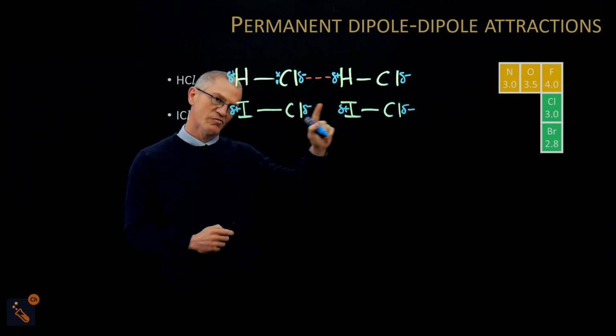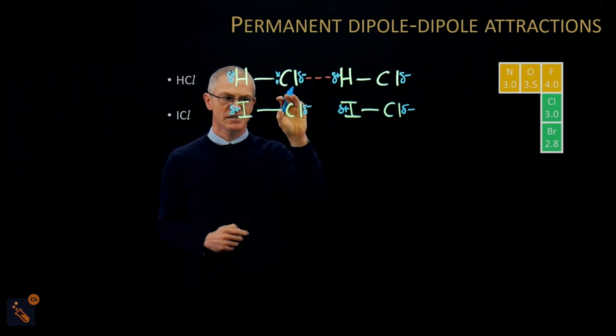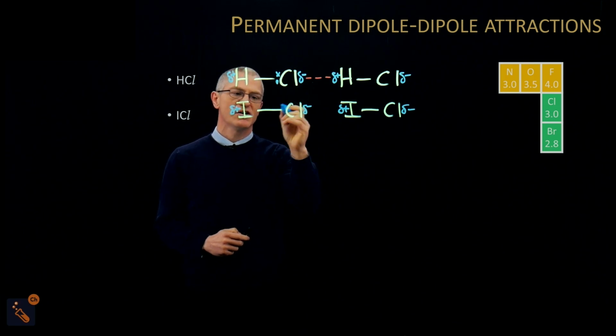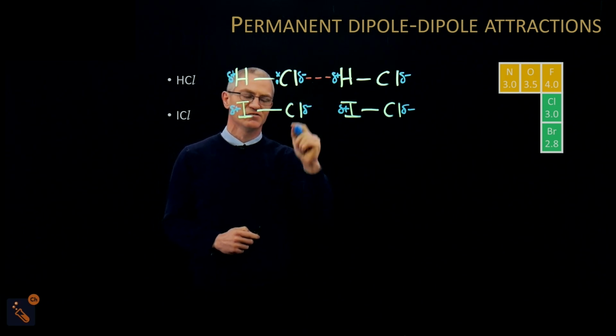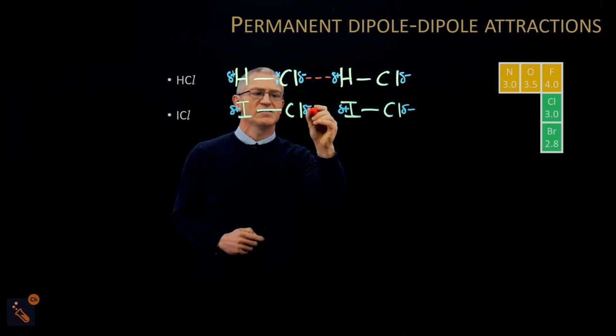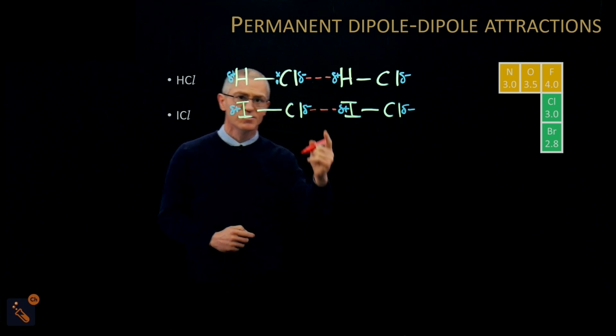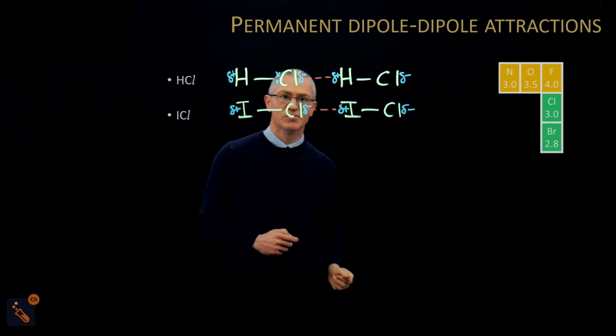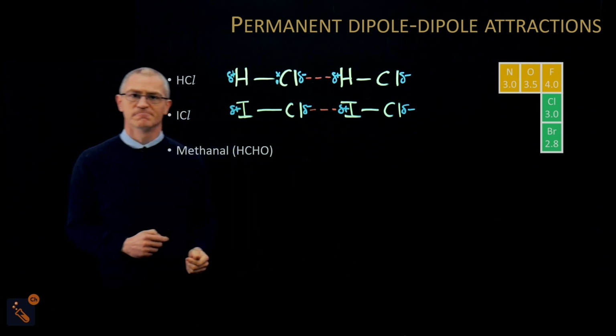So really important you remember NOF ClBrI. So that is the electronegative element. So we look here, electronegative elements, pair of electrons is closer to that end, delta minus. Once we've done that, here's our permanent dipole. We can see there's an attraction between the plus and the minus, and that is our permanent dipole-dipole attraction.